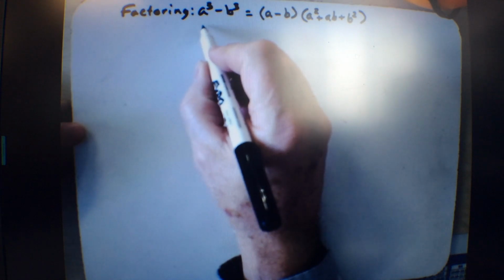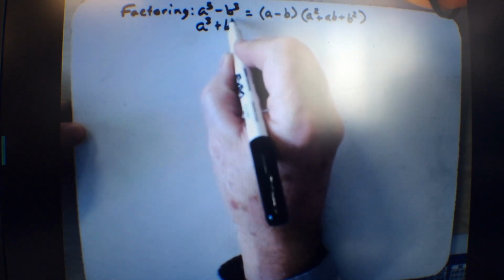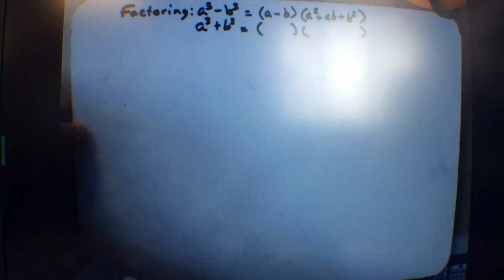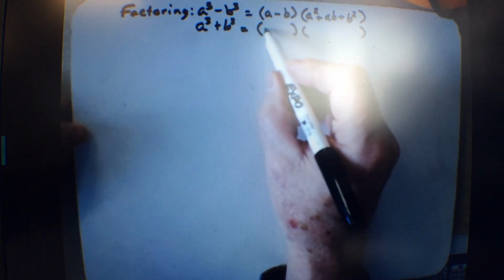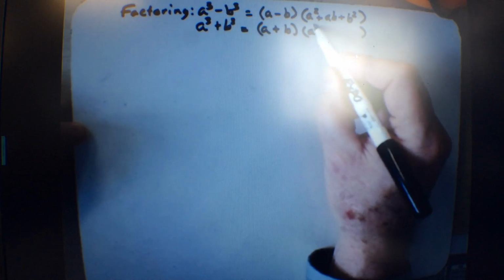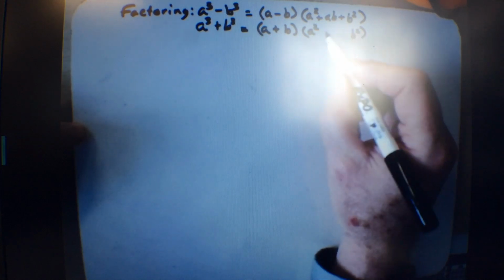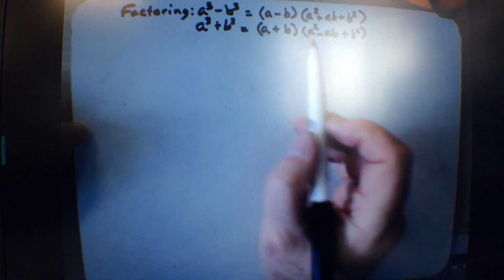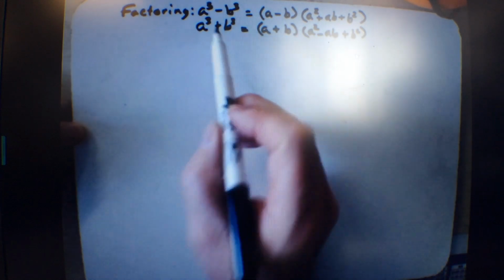Okay, so CJ, if we have a sum of cubes, same thing. We have a binomial times a trinomial. All right, what would this be? A. And this? What's the sign between them? Plus. There you go. What's this one? A squared. And this one? B squared. And the middle term? AB. And this sign? Minus. And this sign? Plus. And weirdly enough, if you took this times this, you would get this.